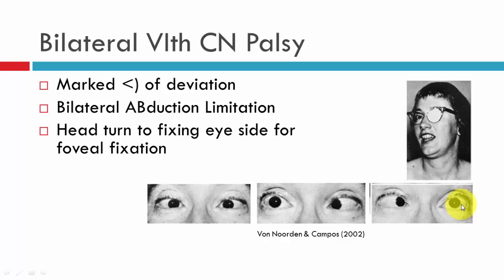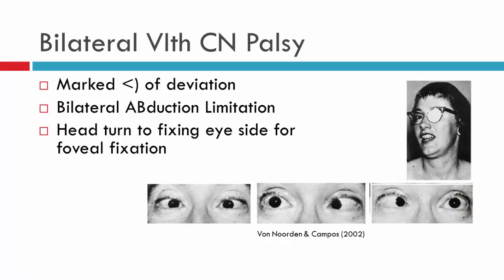So we should see limited abduction of both eyes. Here we have limited abduction of the left eye and limited abduction of the right eye. And the right eye abduction is more affected than the left eye. So the right eye has been affected more so than the left.